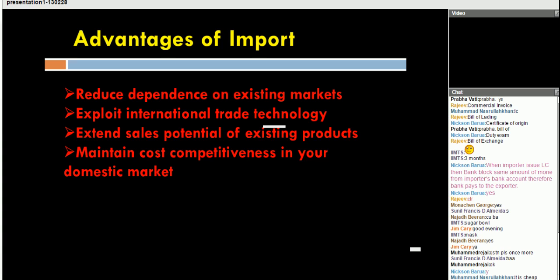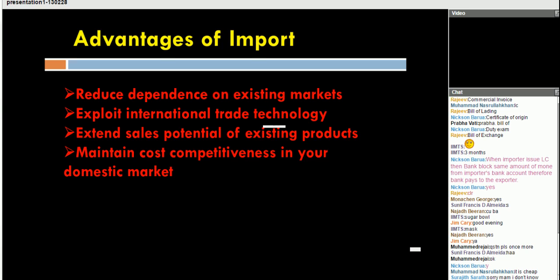It is cheap. Okay. Asya, Akshita, Sanubar, Muhammad, Surajit, Seher, Rahul, Mutharasan, Muhammad, Monichin, Nixon, Sunil, Rajiv, Nazad, Muhammad, Prabhavati, Jim.